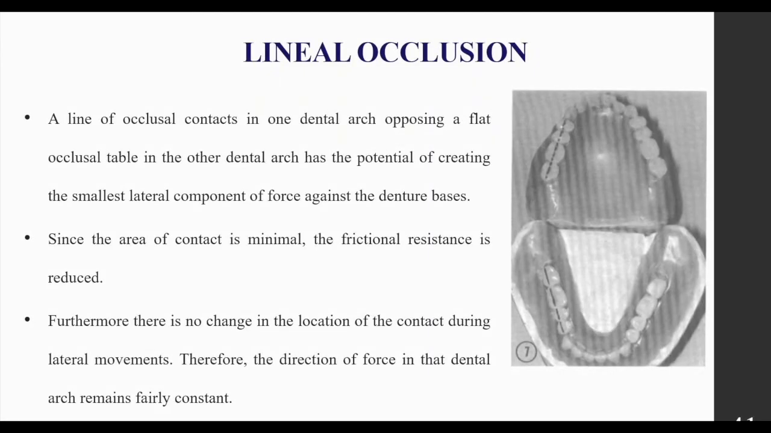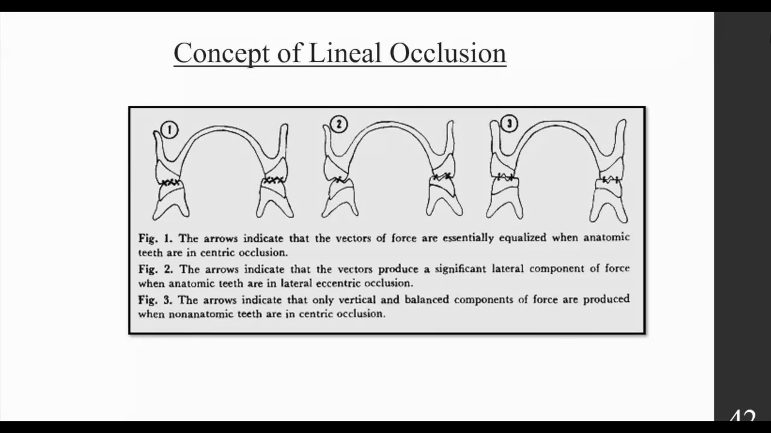Coming to lineal occlusion, a line of occlusal contacts in one denture arch opposing a flat occlusal table in the other dental arch has the potential of creating the smallest lateral component of force against the denture base. Since the area of contact is minimal, the frictional resistance is reduced. In a cusp type occlusion, any eccentric mandibular movement results in a significant lateral component of force to the denture bases.